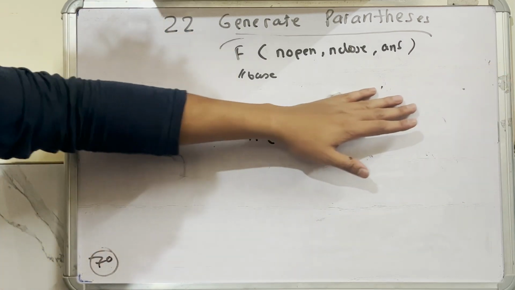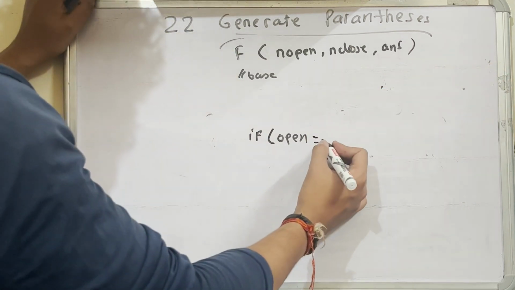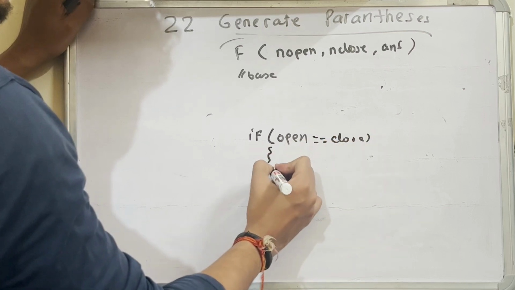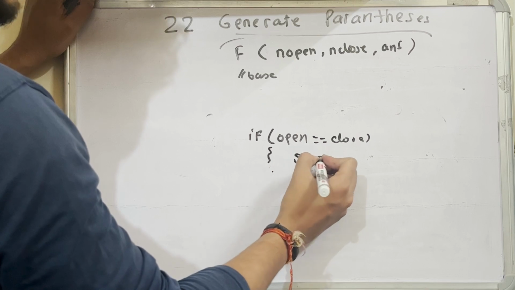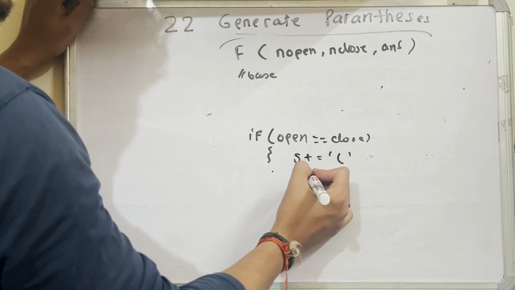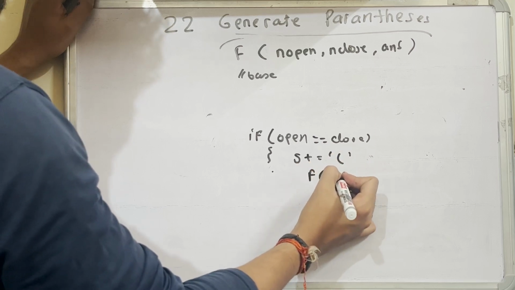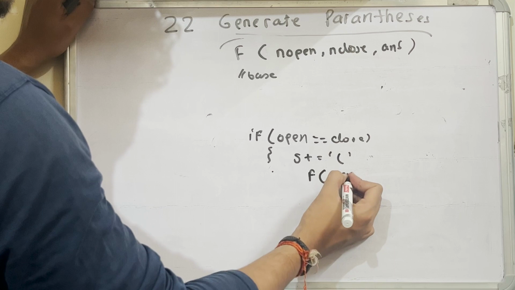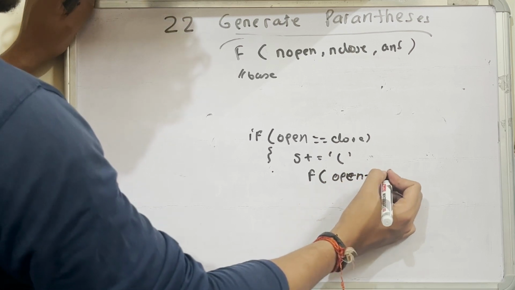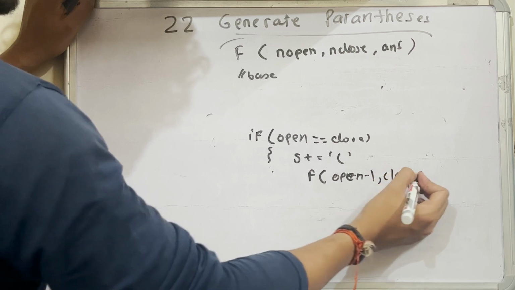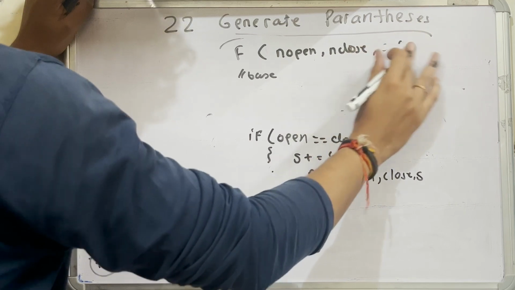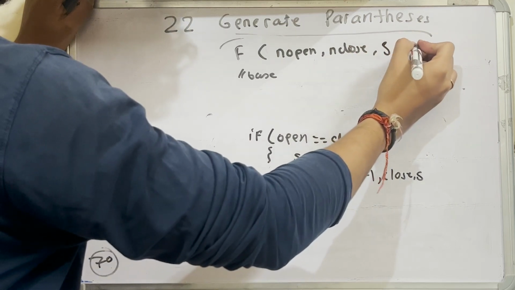Explained you earlier also. If opening bracket is equal to closing bracket, then in the string you will simply append an opening bracket. Then we'll call the recursive function, which will reduce opening to opening -1, and close will remain the same. We'll pass the string also, that you are making.